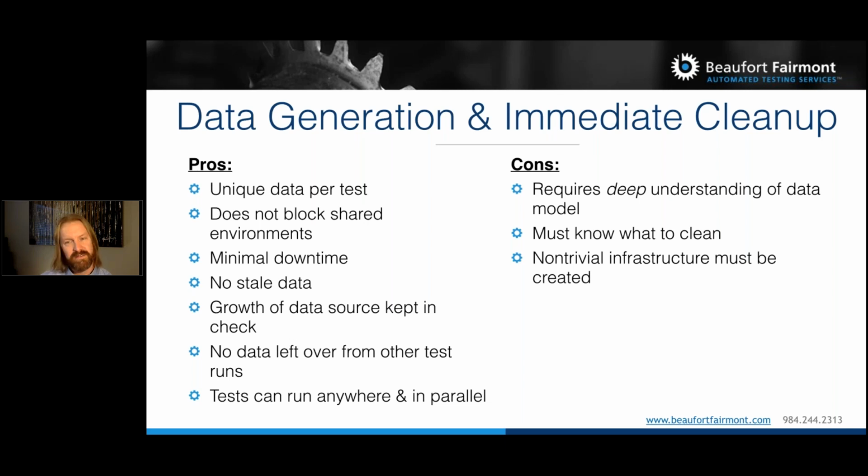Cons here, you have to have a deep understanding of the data model. You must know what to clean up, and the infrastructure is non-trivial to create.